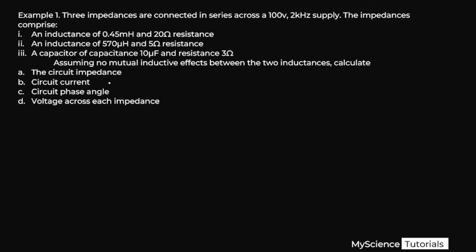So let's go ahead and look at how we solve this problem. Let's write down our solution. The first thing we need to do is to draw the circuit to have a fair idea of what we are working with. We have 3 impedances in one circuit. The I aspect is telling us we have an inductor, and then we have a resistor, then connected to II, another inductor, which is also connected to another resistor, and then III, we have a capacitor which is connected to a resistor.